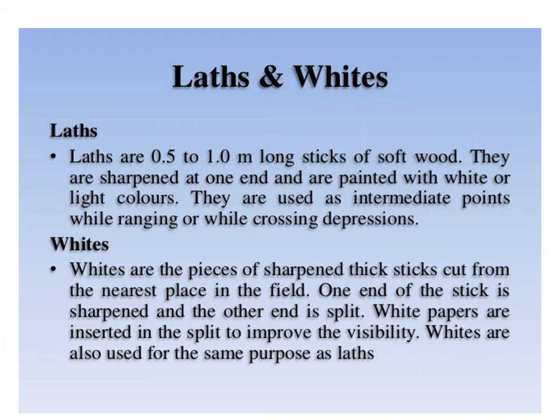This slide refers to laths and withes. Laths are 0.5 to 1 meter long sticks of soft wood. They are sharpened at one end and are painted with white or light colors. They are used as intermediate points while ranging, whereas withes are the pieces of sharpened thick cut from the nearest place in the field. One end of the stick is sharpened and other end is split. White papers are inserted in the split to improve the visibility. Withes are also used for same purpose as that of laths.